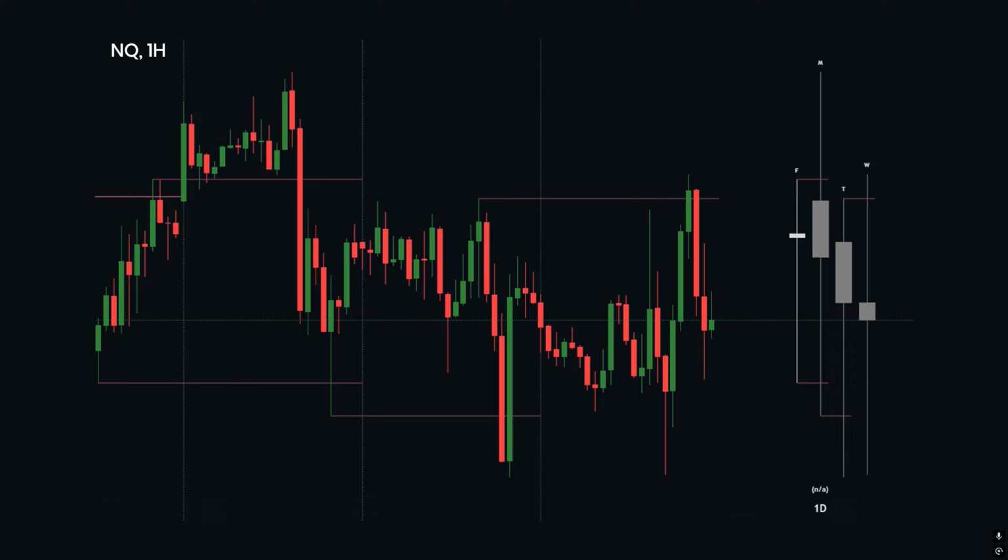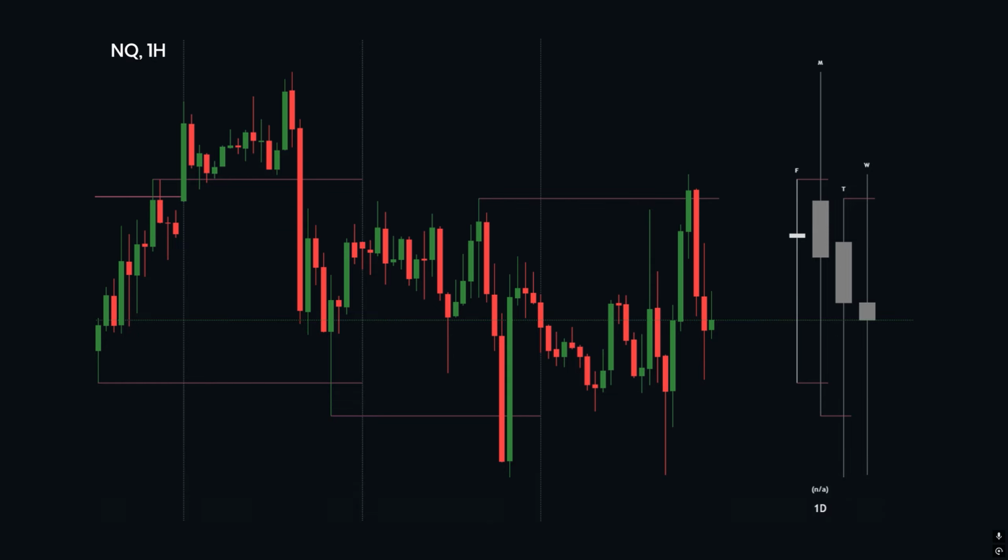Large wick on the C2 means most of the range was consumed in the sweep itself. If a reversal comes, it will likely only retrace back to the C2 open or the daily level, so keep targets tight or trade the C3 continuation setup. Think of wick size as a fuel gauge. Less wick, more room to run.